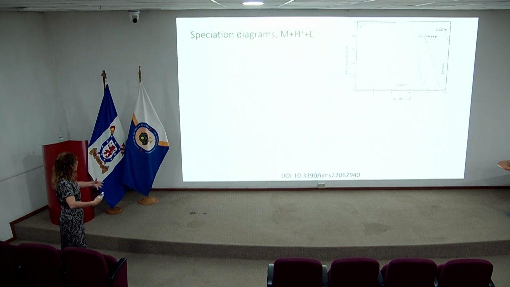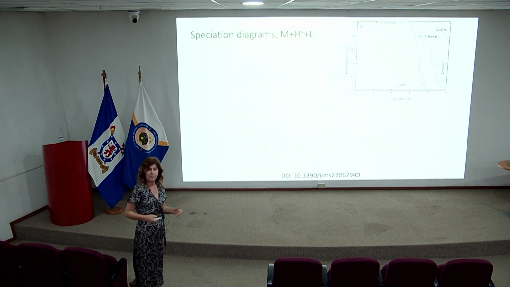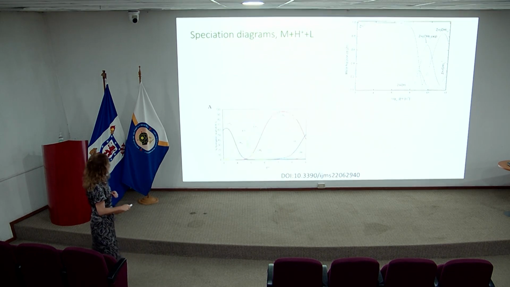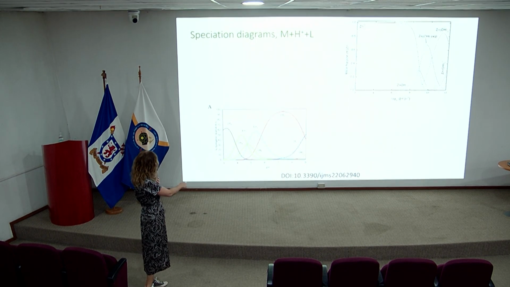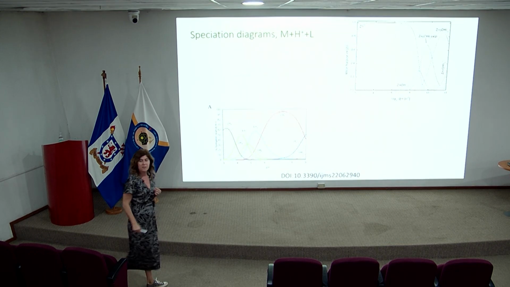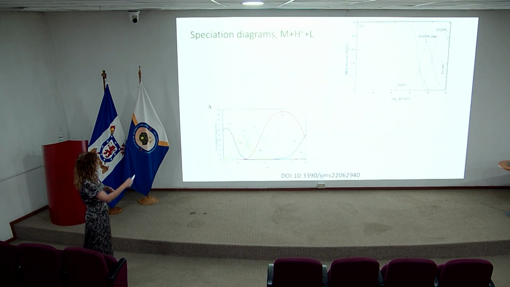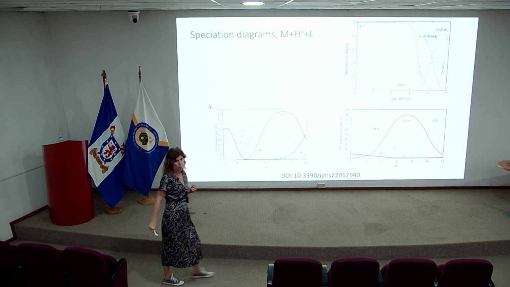So what if we want to model the interaction of a metal, a proton, and a ligand? We need to know the constants for the metal. We need to know the protonation constants for the ligand, and as you can imagine, here we'll have the most protonated species, the most basic species, and then we should also measure the interaction of the metals with the ligand, and in the end, this is what we obtain.